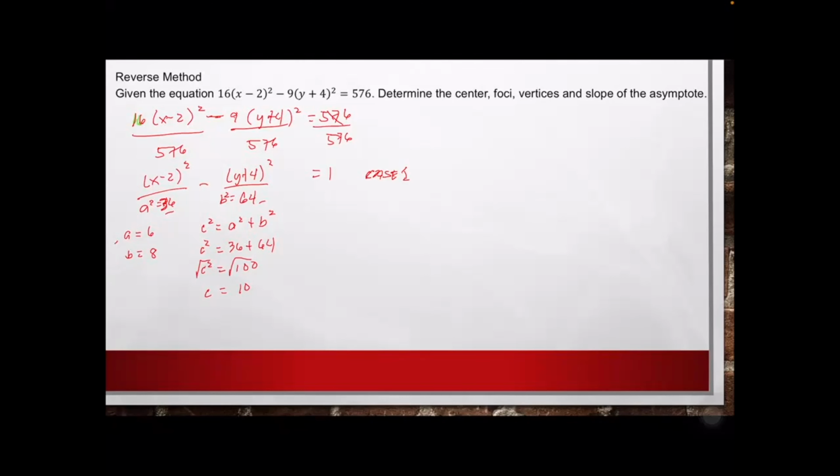So, to determine for the center, ang center natin is HK. So center, letter C. This is H and K. So therefore, nagkakaroon tayo ng C is equal to, ang ating H is kasama ng X, which is positive 2, the reverse sign, and K is 4, negative 4.